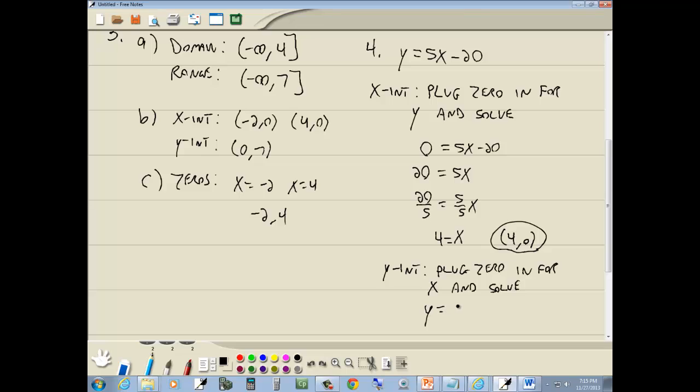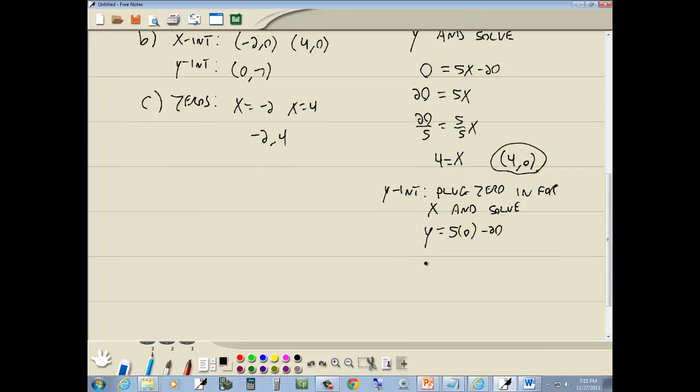So we got y is equal to 5 times 0 minus 20. Well, 5 times 0 is 0, so that drops away. We got y is equal to negative 20. And if I put it in point form, it would be 0, negative 20. And those would be your answers.